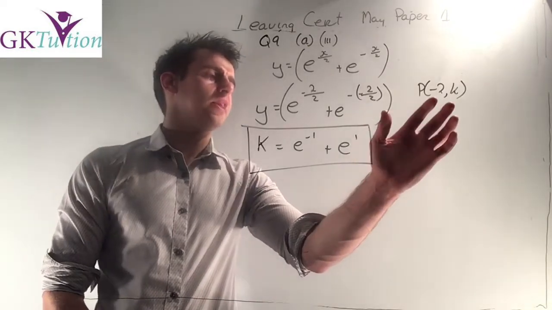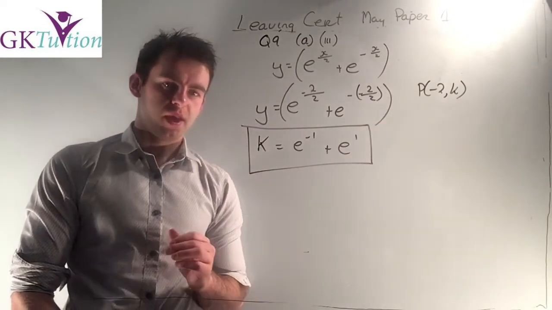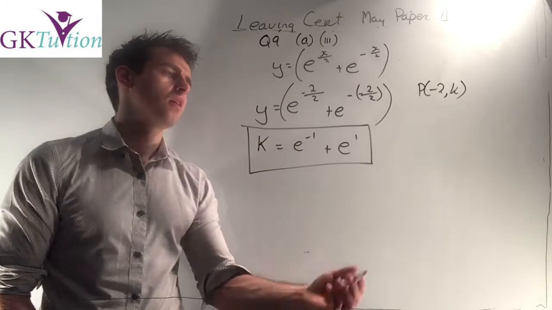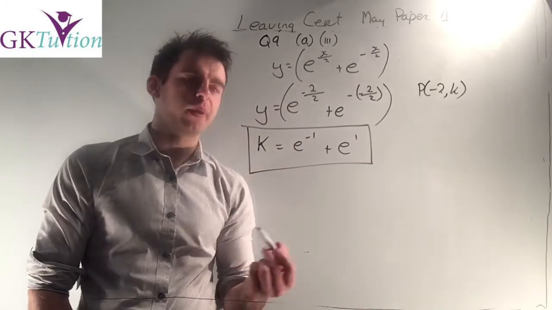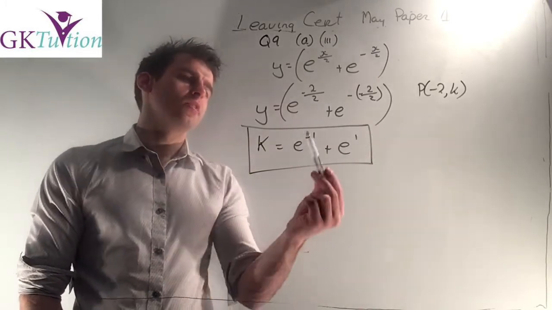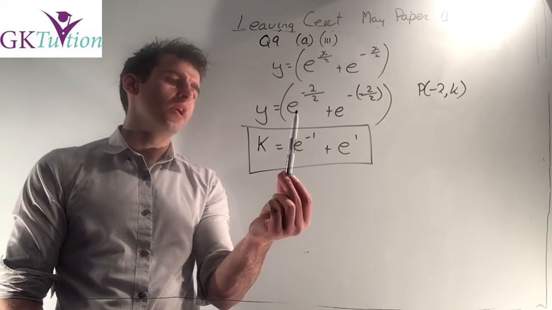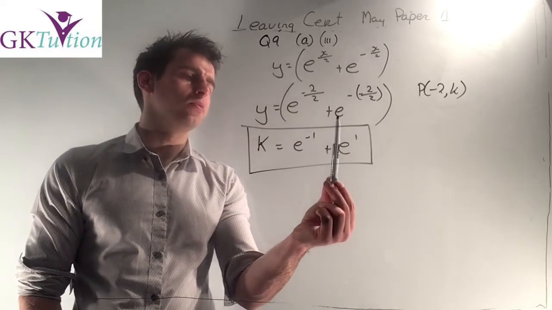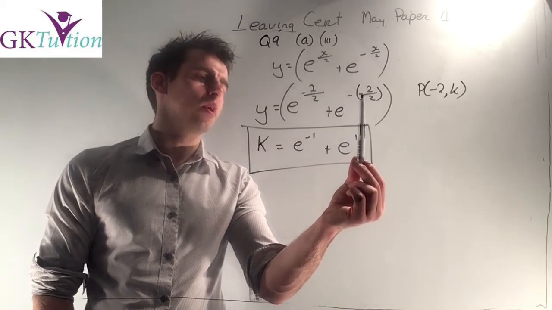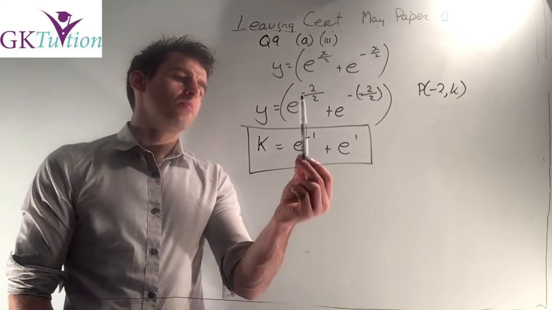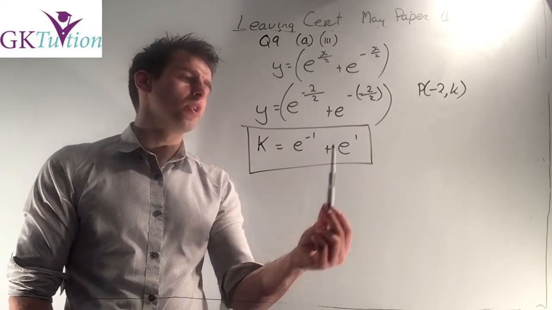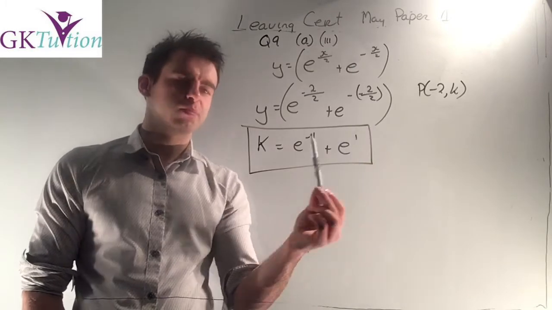They've told me that p is the coordinate minus 2, k, and they've asked me to find the value of k. Obviously, to find the value of k, you just sub in x is equal to minus 2. So if you sub in x equals minus 2, you get e to the power minus 2 over 2 plus e to the power of minus times minus 2 over 2. So minus 2 over 2 is just minus 1, and minus times minus 2 over 2 is plus 1.